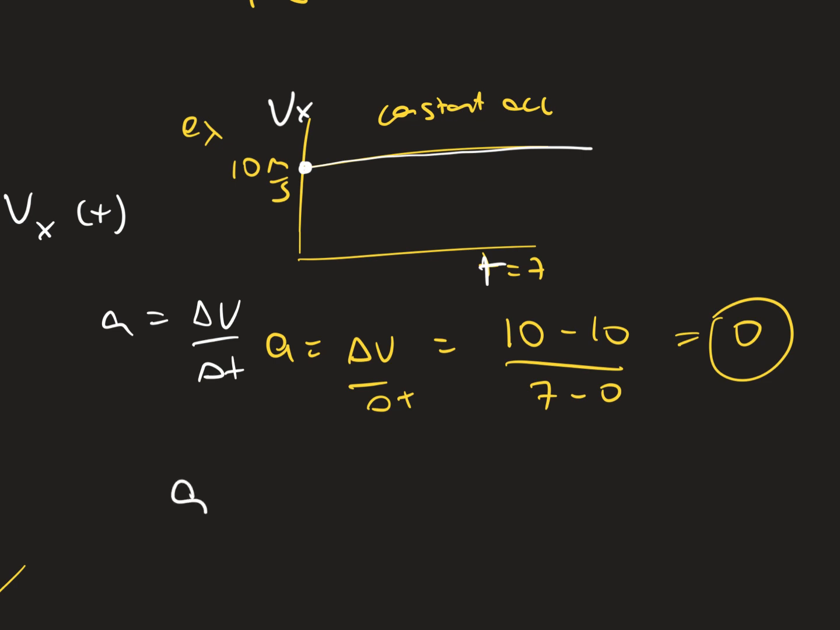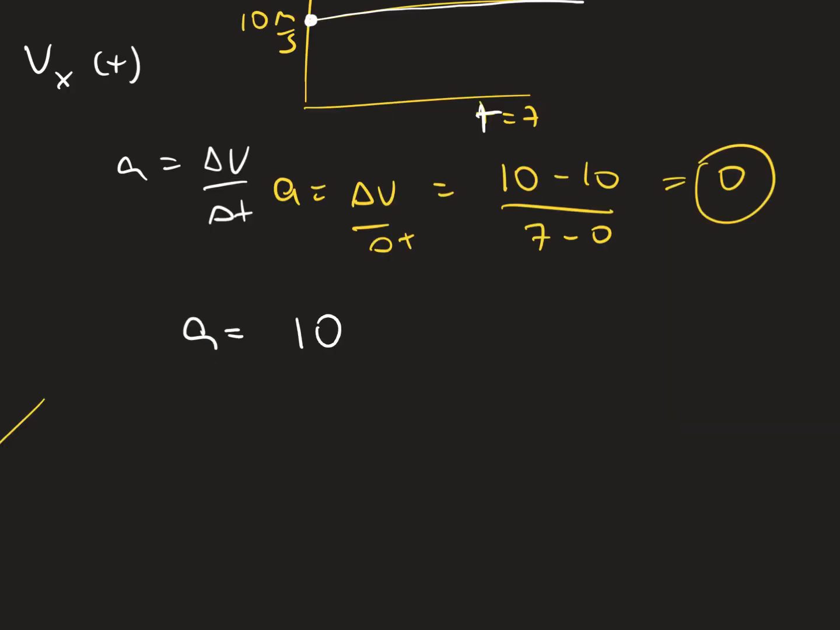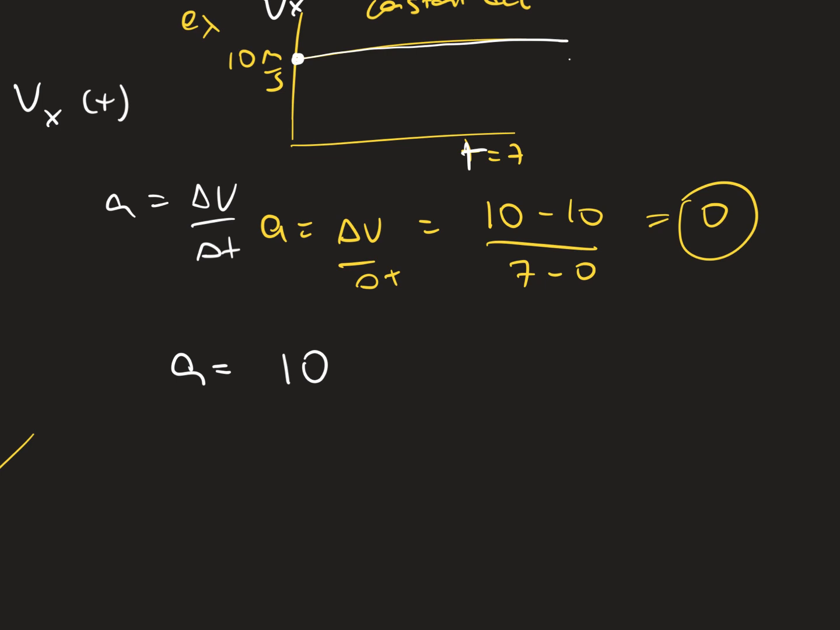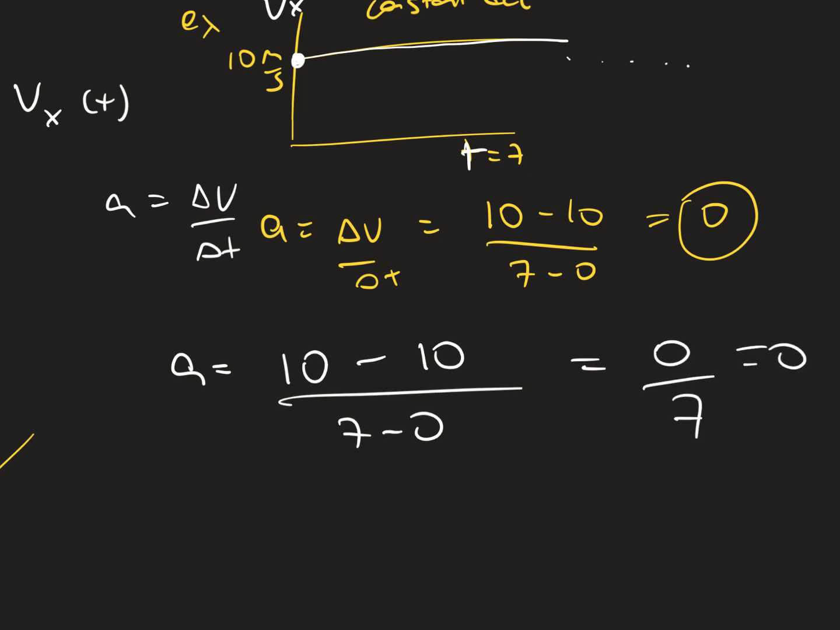So using the formula to explain why it's 0, the change in velocity is going to be 10, the final velocity, minus the initial velocity 10, which is the same value. And the change in time, as we said, is going to be from 0 to 7. It's going to be 7 minus 0. So 10 minus 10 is 0, divided by 7 should be 0.